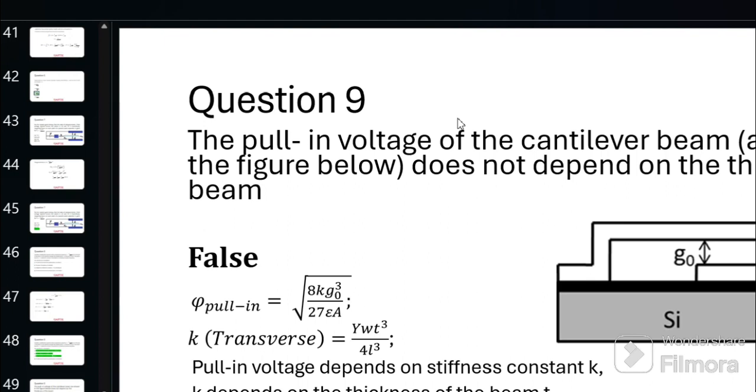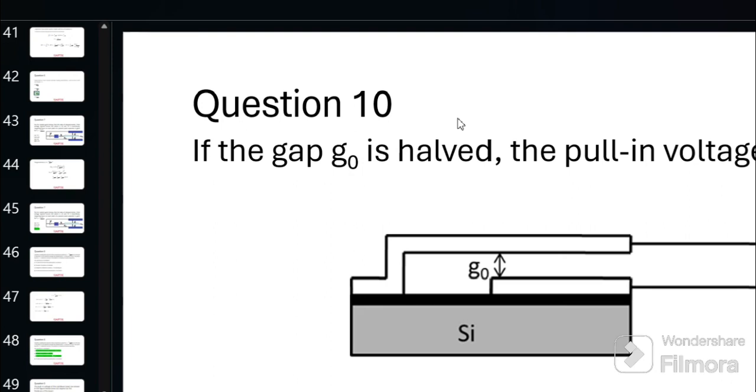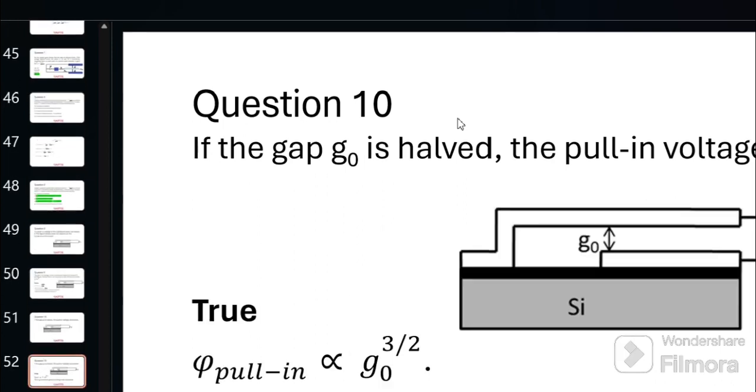Based on the same figure we have another question. If the gap G2 is halved, will the pull-in voltage decrease? Yes, it will decrease. Pull-in voltage is proportional to G to the power 3 by 2. In the lecture it is also given that the distance at which the pull-in voltage is taken into account is D by 3. So if G2 is half, the pull-in voltage will decrease.